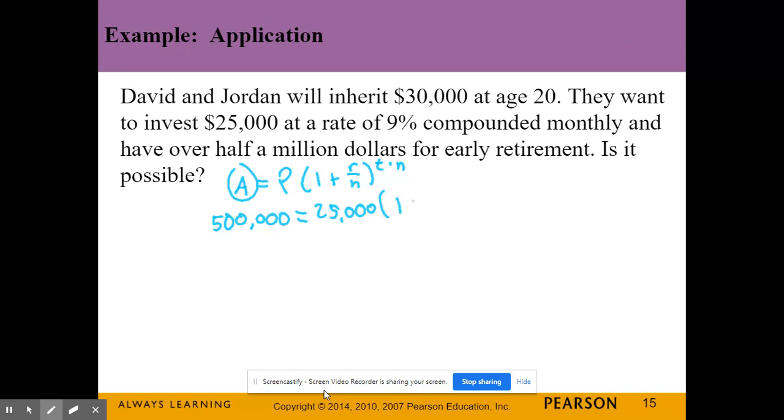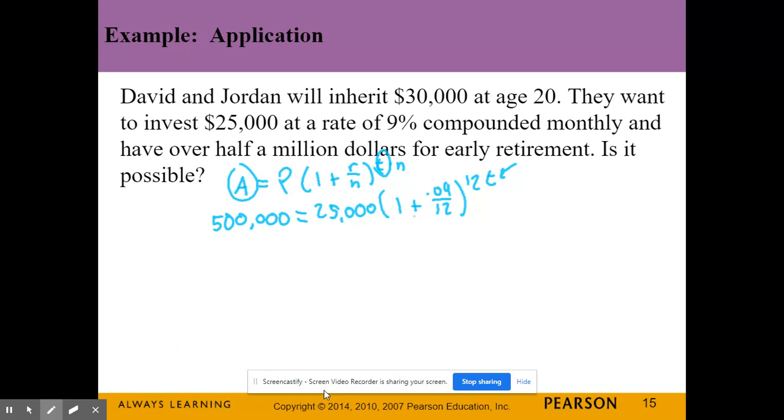That's 1 plus the rate. The rate is 9%, so that's 0.09. And they're compounding monthly, so that is 12. And then again, the n value is 12. And what we don't know, what we're solving for, is the t. So we're going to see how many years. We're just going to solve for that variable. Once we solve for that t, that's going to tell us how many years it's going to take to turn $25,000 into $500,000.